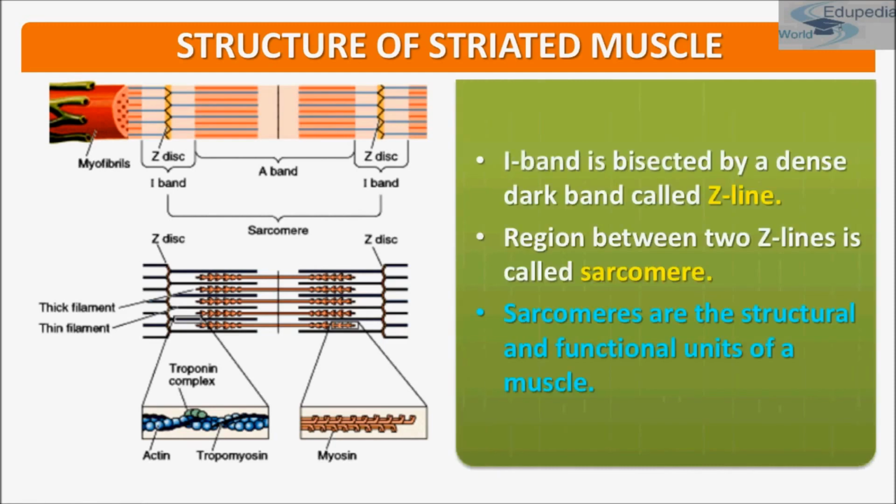And this is the I band. It is bisected by a dense dark band, which we call the Z line. This is the Z line, but the entire portion is known as the Z disc. From here to here is the Z disc, and this is your Z line. The region between two Z lines, from here to here, is known as the sarcomere. The distance between two Z lines is your sarcomere, and sarcomeres are the structural and functional units of muscles, which we have already studied.